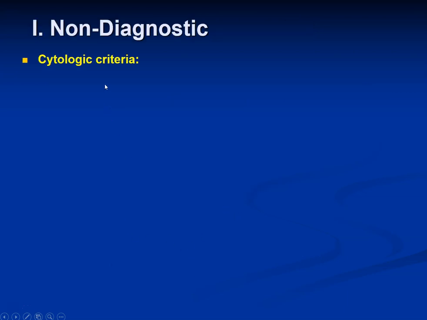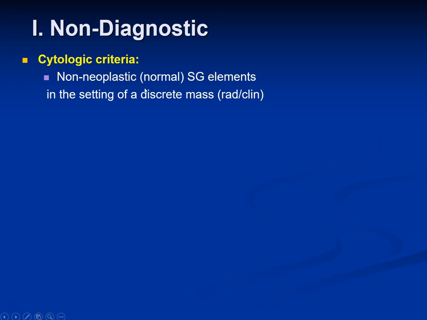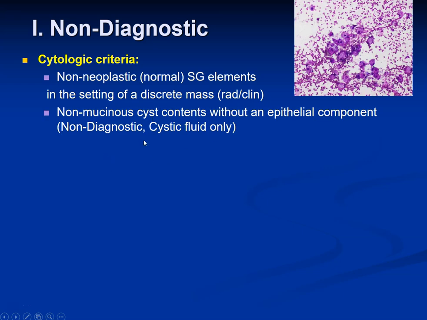Some cytologic criteria would be if you only see non-neoplastic or normal salivary gland elements, but there is a clinical setting of a discrete mass. Of course, the implication here is that there has to be some clinical and radiologic correlation. Another is if there is a cystic lesion where you only get non-mucinous, non-specific cyst contents with no epithelial component.